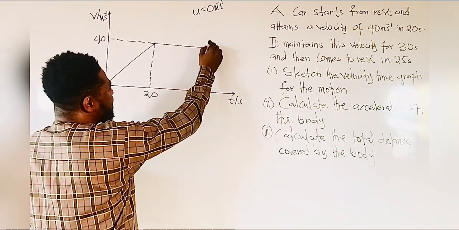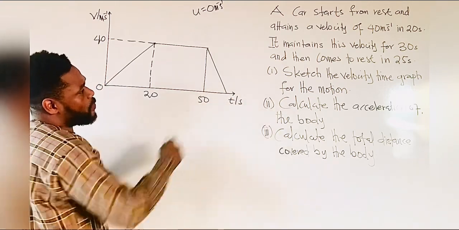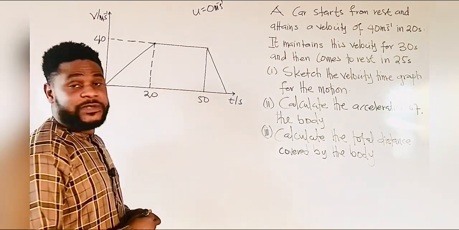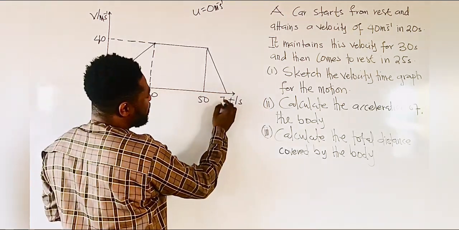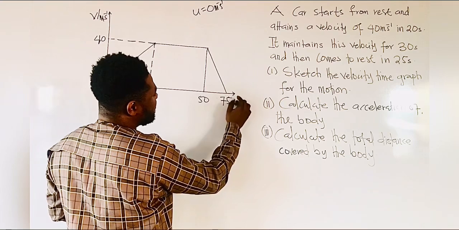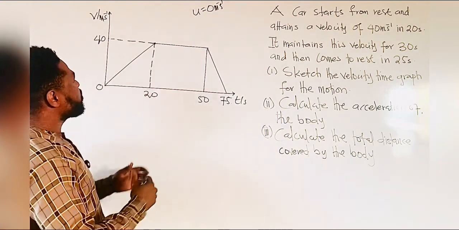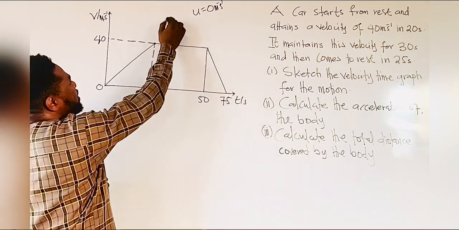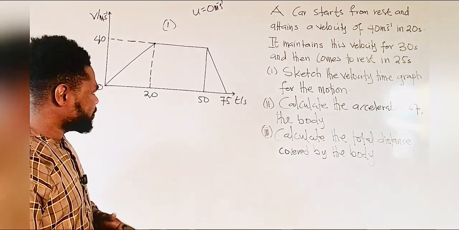And then it comes to rest, and this is what we call deceleration, with a time of what? 25 seconds. We add our 25 to the 50 and we are going to have 75 here, as we can see. So this will give us the sketch that we are looking for on the board.